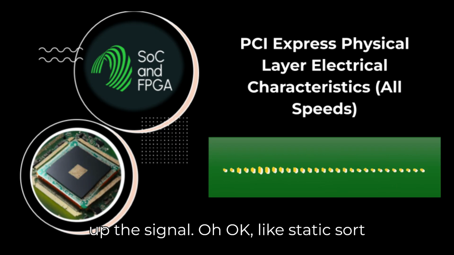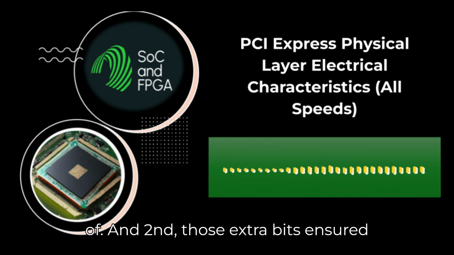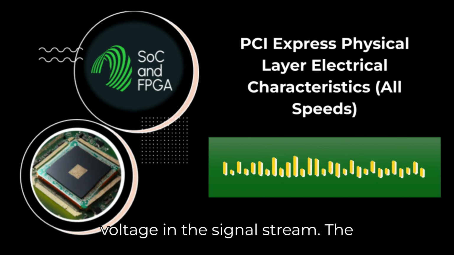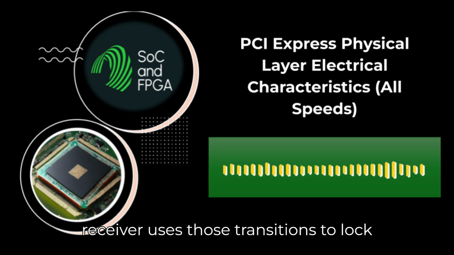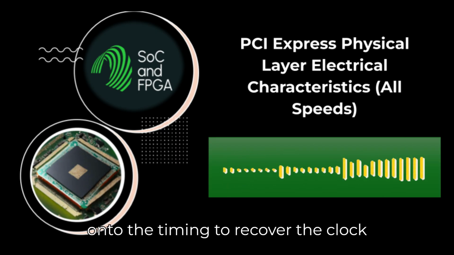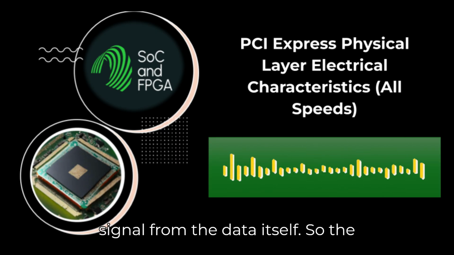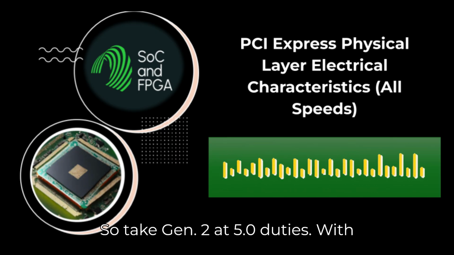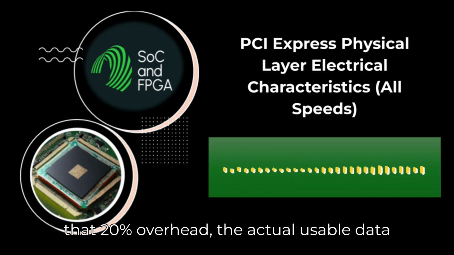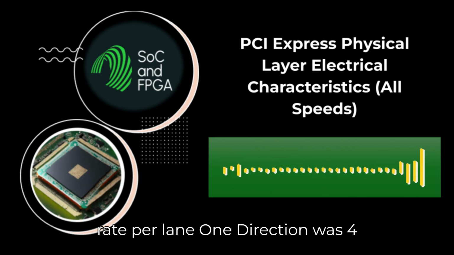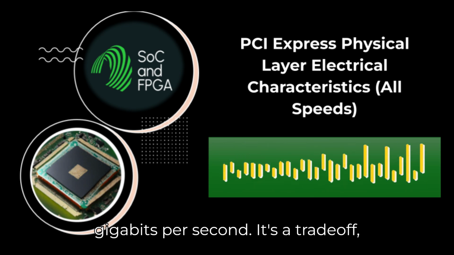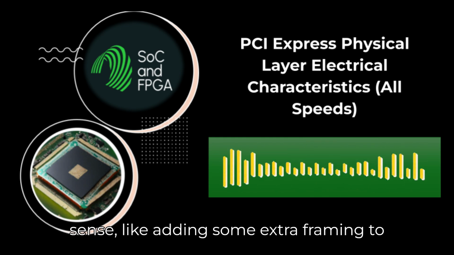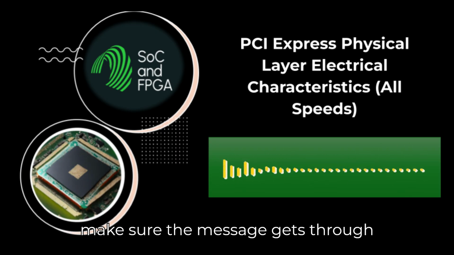Ah, okay, like static. Sort of. And second, those extra bits ensured there were always enough transitions, changes from high to low or low to high voltage, in the signal stream. The receiver uses those transitions to lock onto the timing, to recover the clock signal from the data itself. So a receiver can stay synchronized. Precisely. So take Gen 2 at 5.0 GTs. With that 20% overhead, the actual usable data rate per lane, one direction, was 4 gigabits per second. It's a trade-off, right? You sacrifice a bit of raw bandwidth for reliability. That makes sense, like adding some extra framing to make sure the message gets through clearly.